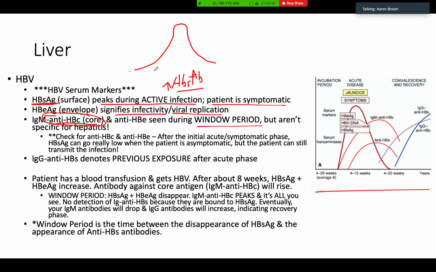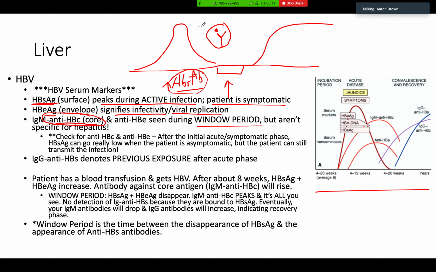Okay, so our surface antigen is now at 0. However, there's a small period where you won't see anything, and then after that, your surface antibody will start to rise. Okay? And that tells you that you're protected. So what's happening here is our window period. What's happening during this time is all of our surface antigens, if this is a surface antigen, all the surface antigen is bound to the surface antibody.